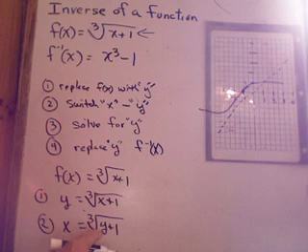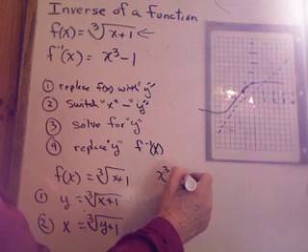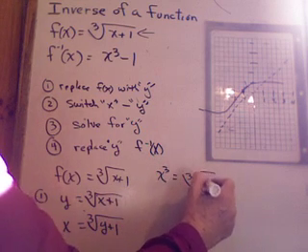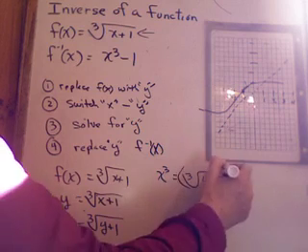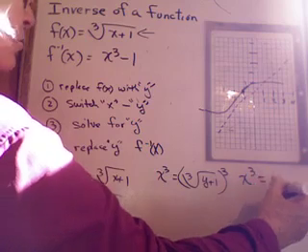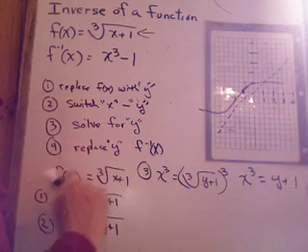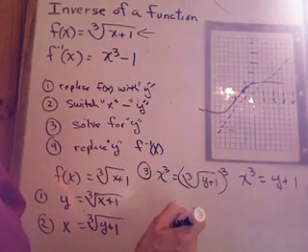All right, to solve for y, I need to get inside of there. So I'm going to cube both sides. So I'm going to do x cubed equals the cube root of y plus 1, cubed. That gives me x cubed equals y plus 1. So that's step 3. What's step 4? Replace the y with f inverse of x.